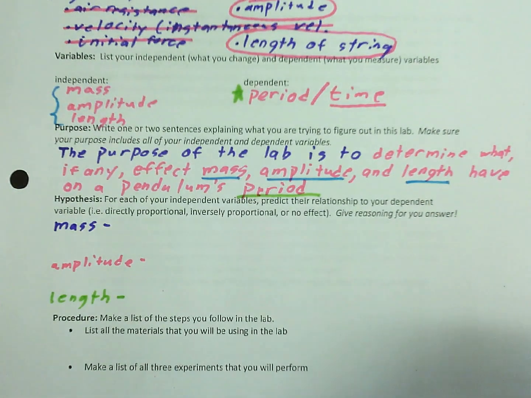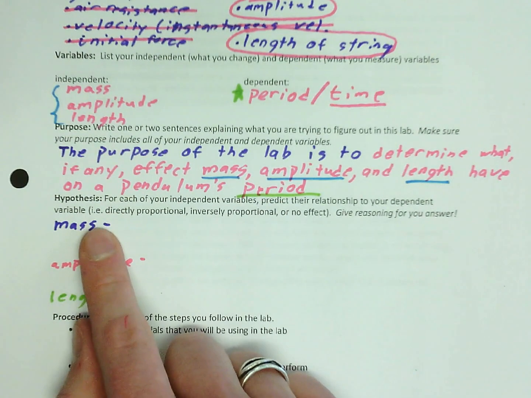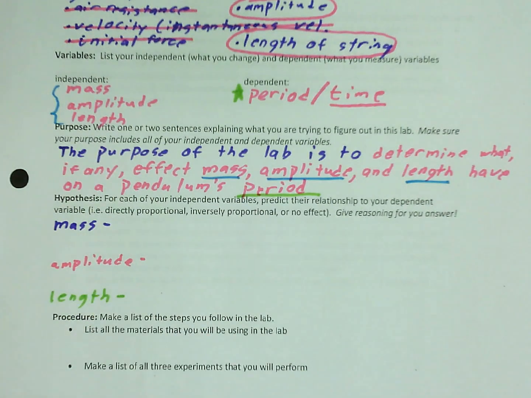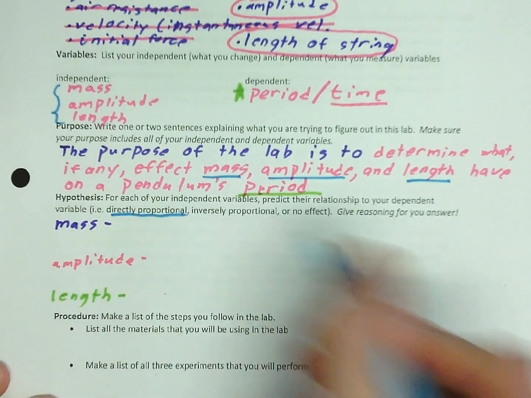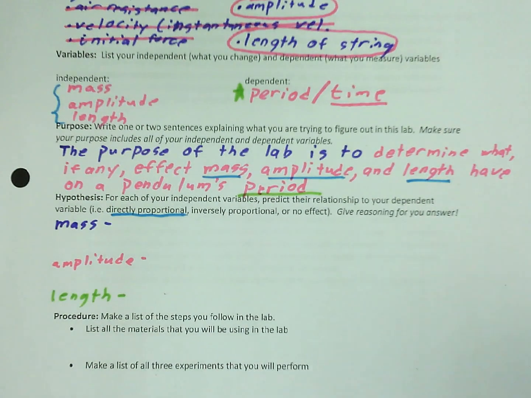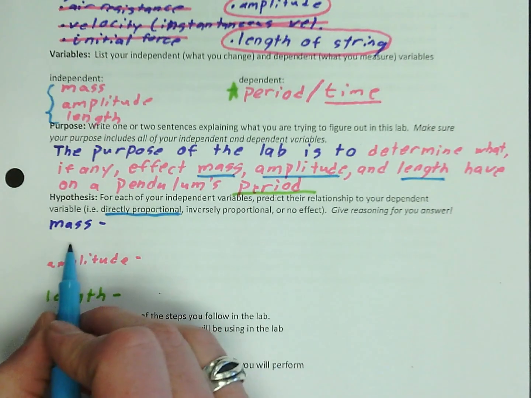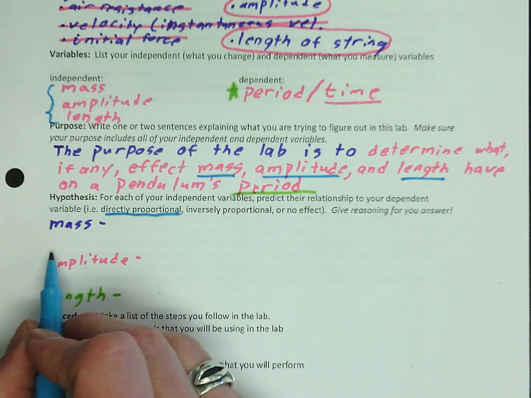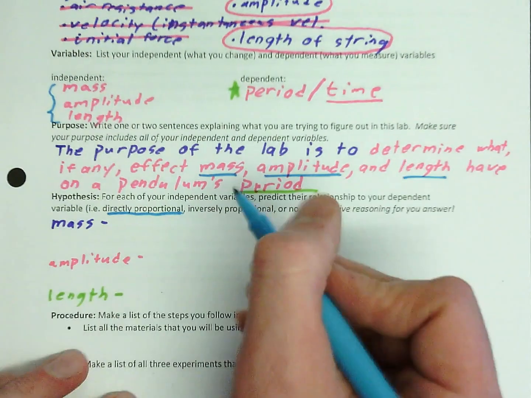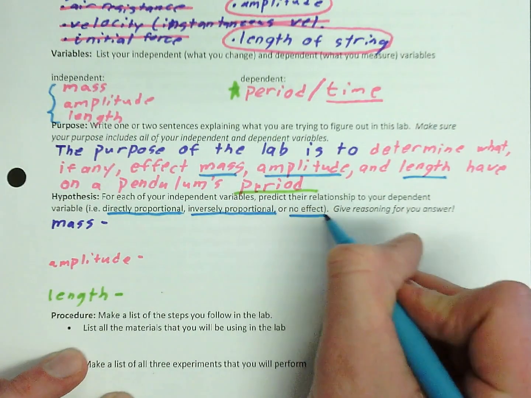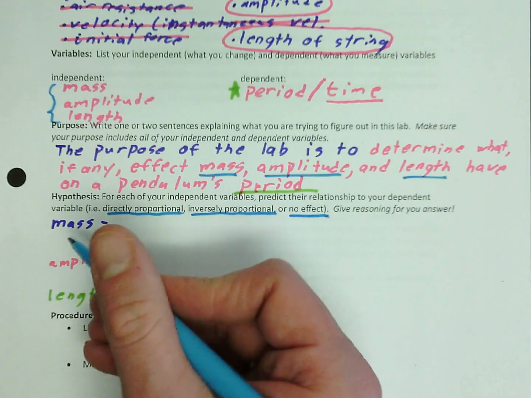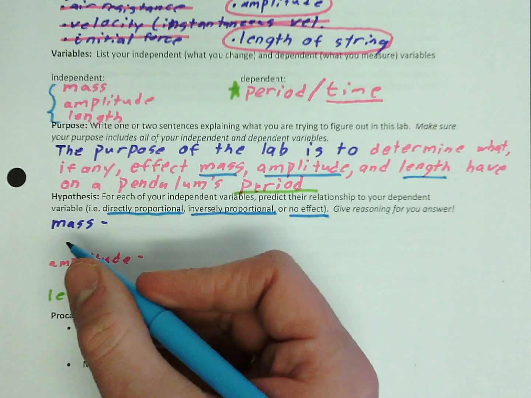Here is what is going to happen. Either it's going to be directly proportional, which means if you increase the mass, you increase the period. So larger mass means a larger period. It takes longer. Okay? That's directly proportional. Or it could be inversely proportional. That means they're opposites. So if you increase the mass, you would decrease the period. So making it heavier makes it take less time, shorter period. Or it could have no effect. So if you increase the mass, it does not change what happens to the period. The period stays the same the whole time.